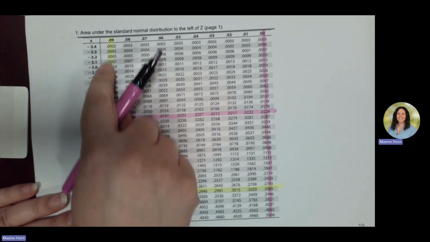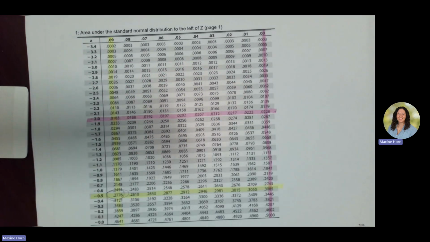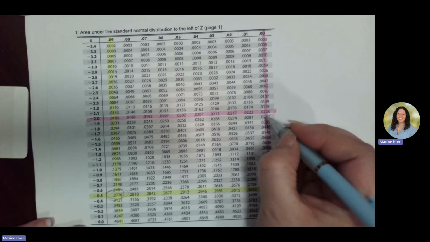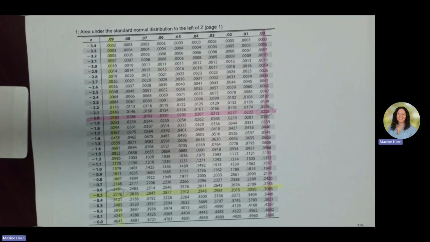Also, you notice how I was about to highlight over here because you'll notice that they're in a different order. You have 0.09 all the way down to 0.00, whereas on this one you have 0.00 all the way up to 0.09. Right? So just be aware of that as you're using your table. Right? You don't want to get into such a rhythm that you're not actually paying attention to what you're highlighting. I have totally done that before, so watch out for that. All right, so the area to the left of -2 is 0.0228.